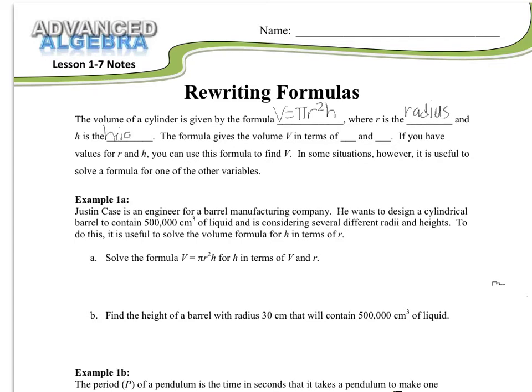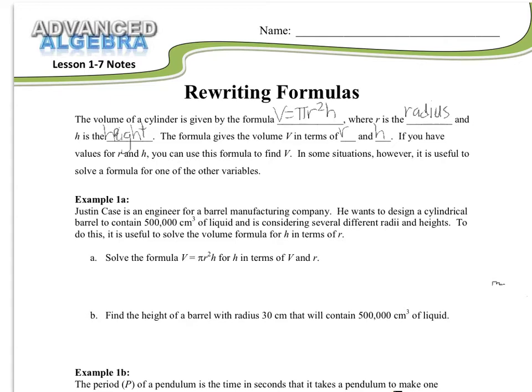Or if you think of a soup can, the height of the soup can and the radius would be on the circular end of it. The formula gives the volume in terms of r and h. If you have values for r and h, you can use this formula to find V. So the formula gives the volume V.